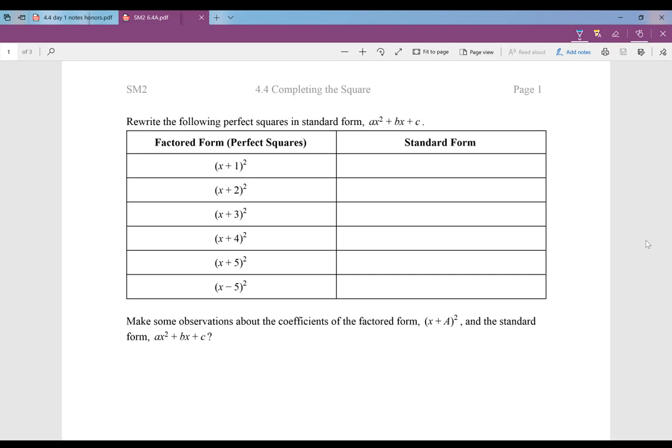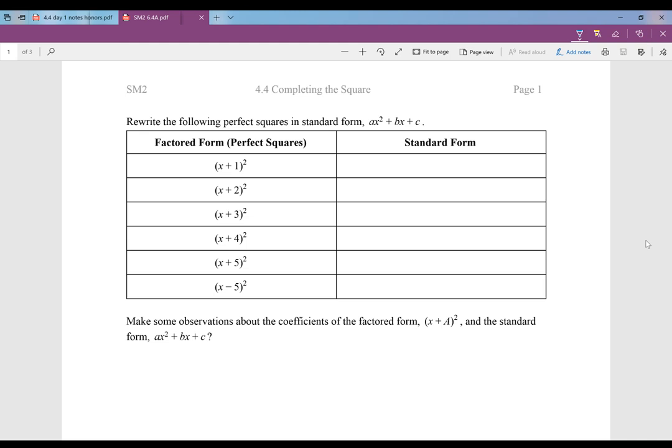So in 4.4, we're going to talk about completing the square. We're going to first do this exploration. So we're going to rewrite the following perfect squares in standard form, ax squared plus bx plus c. So that means we just need to multiply them out, right?